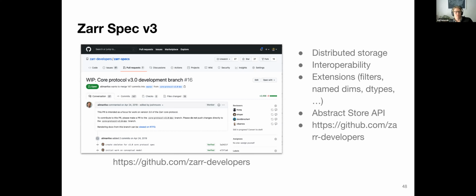Okay, so the final bit I have here is that version 3 of the spec is currently under development. Like I said at the beginning of this talk, a key part of the Zarr project is that the spec itself is community developed, and it's being coordinated on GitHub. This is just a screenshot of the initial set of changes to the core protocol. Anyone can go there. It's on GitHub at zarr-developers/zarr-specs.